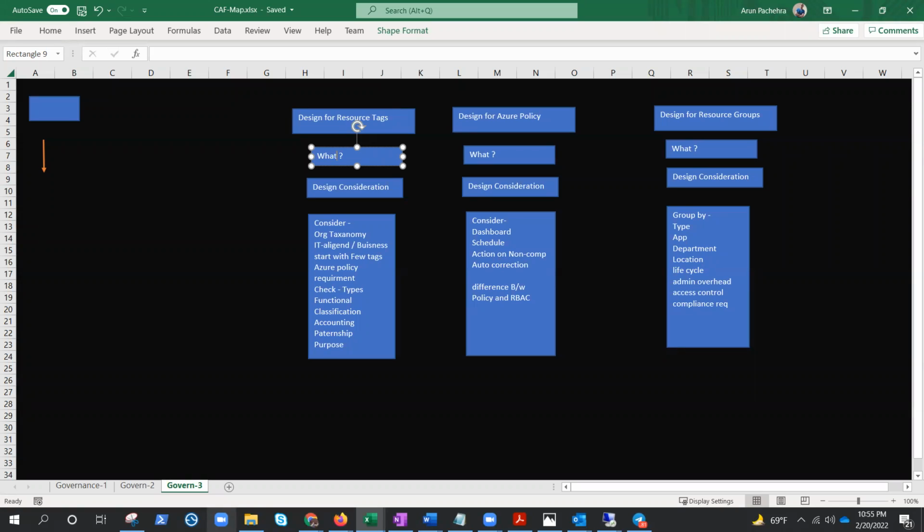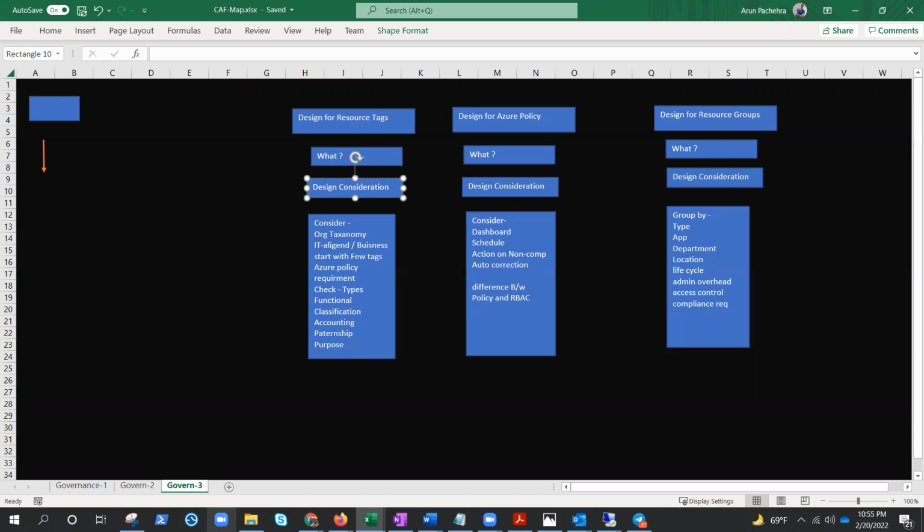You can apply tags to a resource group. However, the resources in the resource group don't inherit those tags by default. This is something very interesting because RBAC is inherited, policies inherit, and tags don't. And all these are tools of governance, right? So remember, tags don't inherit.